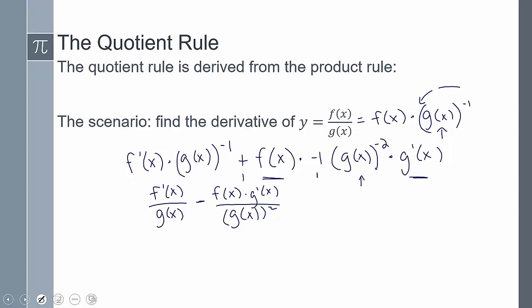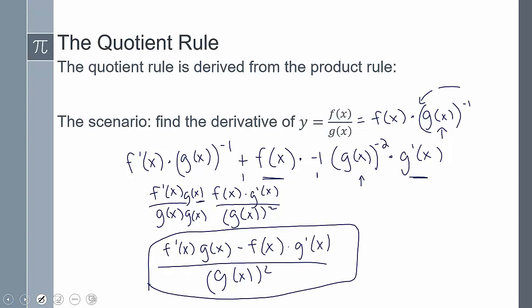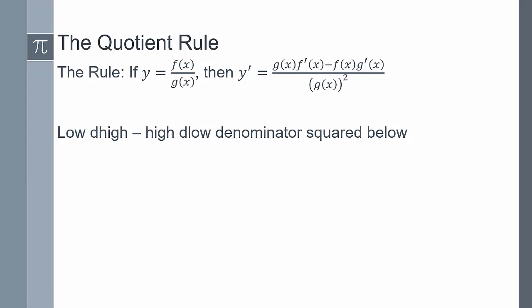Now to combine these together, find the common denominator. This needs a g of x over g of x, because I have two of them in the other. So now I get f prime x times g of x minus f of x times g prime of x, all over g of x squared. And this right here is the quotient rule. You'll find that it's a little bit easier to memorize.